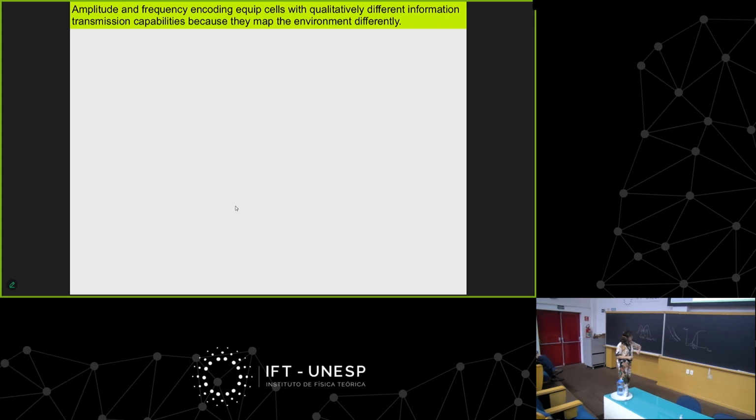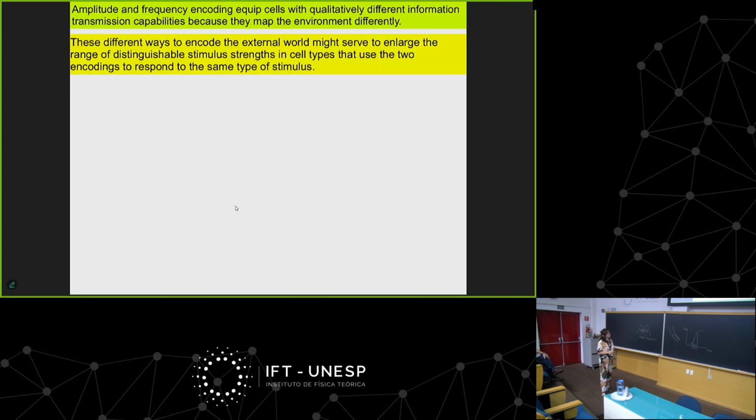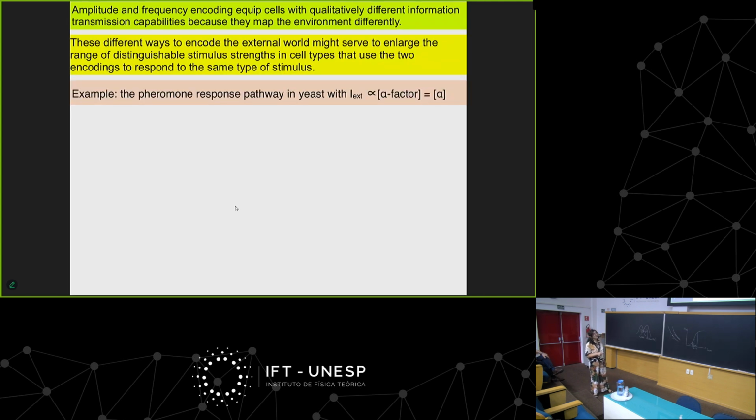So what could this be used for in the case of the yeast cells and the pheromone response pathway? Maybe it can enlarge the range of pheromone concentrations over which the cell can detect differences in concentration and make its SHMU grow into the regions of larger concentration.